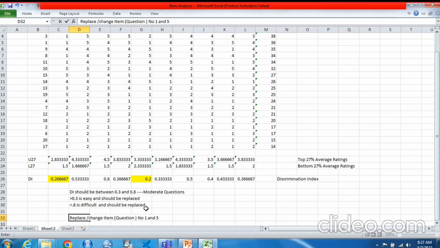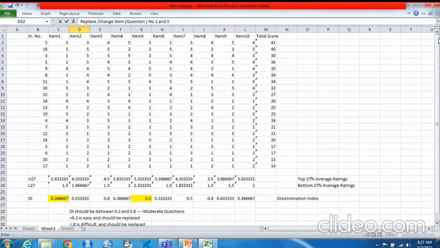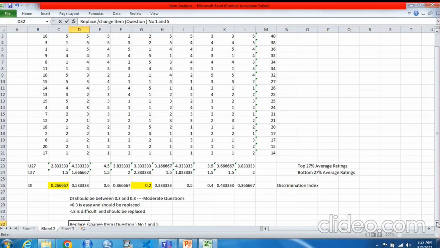And based on the discrimination index, I find out that question number one and question number five in the survey should be changed or replaced. And again, I will do a similar analysis, and once I ensure all the conditions are between 0.3 and 0.8, I will declare that my research is reliable as per the item analysis.